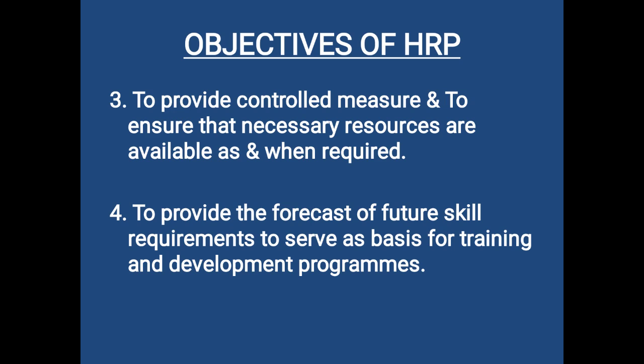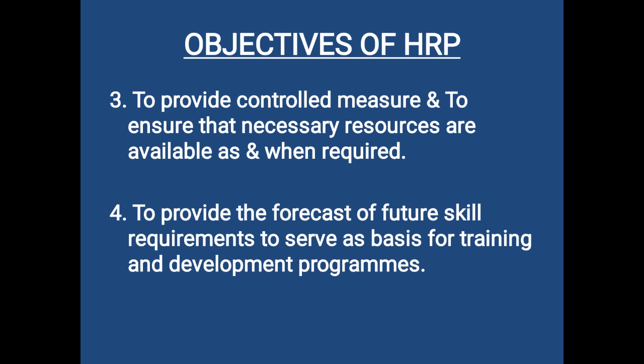Then to provide the forecast of future skill requirements to serve as basis for training and development programs. So your human resource planning acts as a base for your training and development programs. Take for example the employees who are working currently. If they are not working efficiently, the company will not fire them. So what they will do is decide what kind of training is required, whether on the job training or off the job training. So it acts as a base. What kind of training, how to give the training, for whom to give the training, what are the training measures, what are the development measures to be employed in the organization, that will be decided.